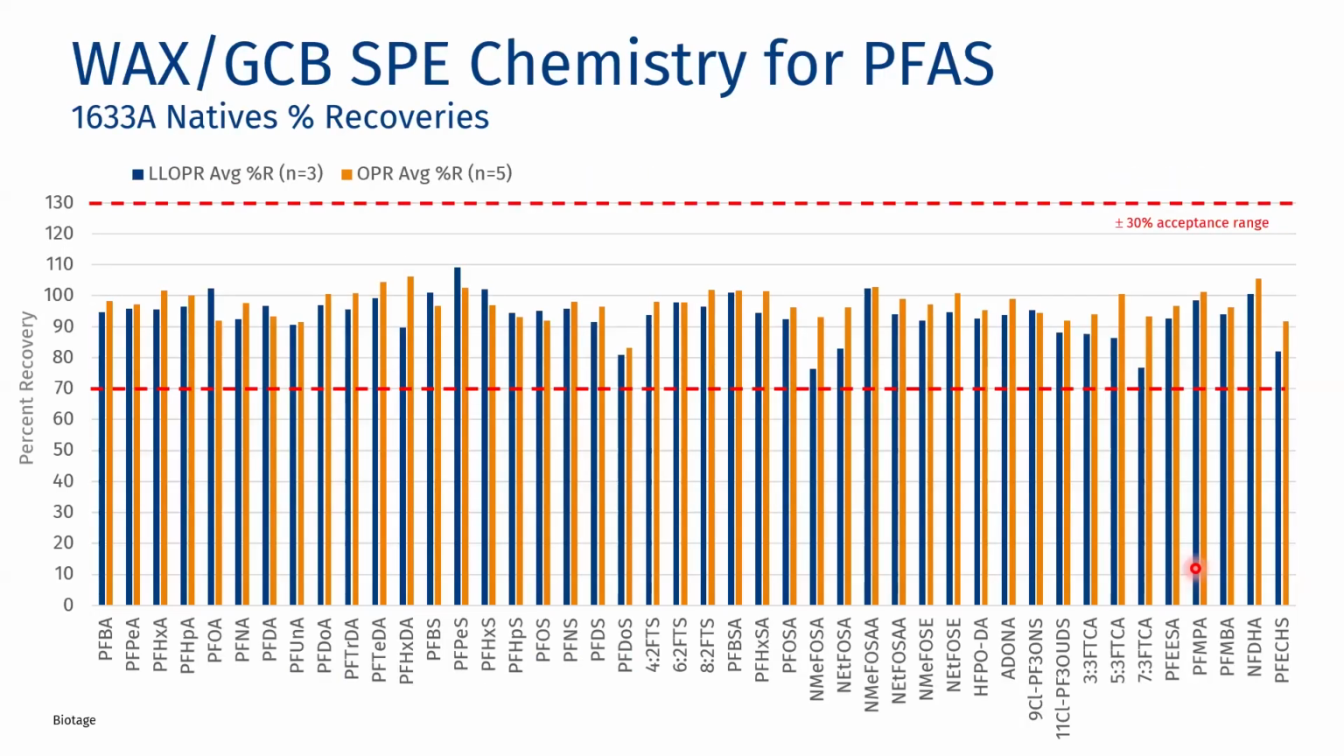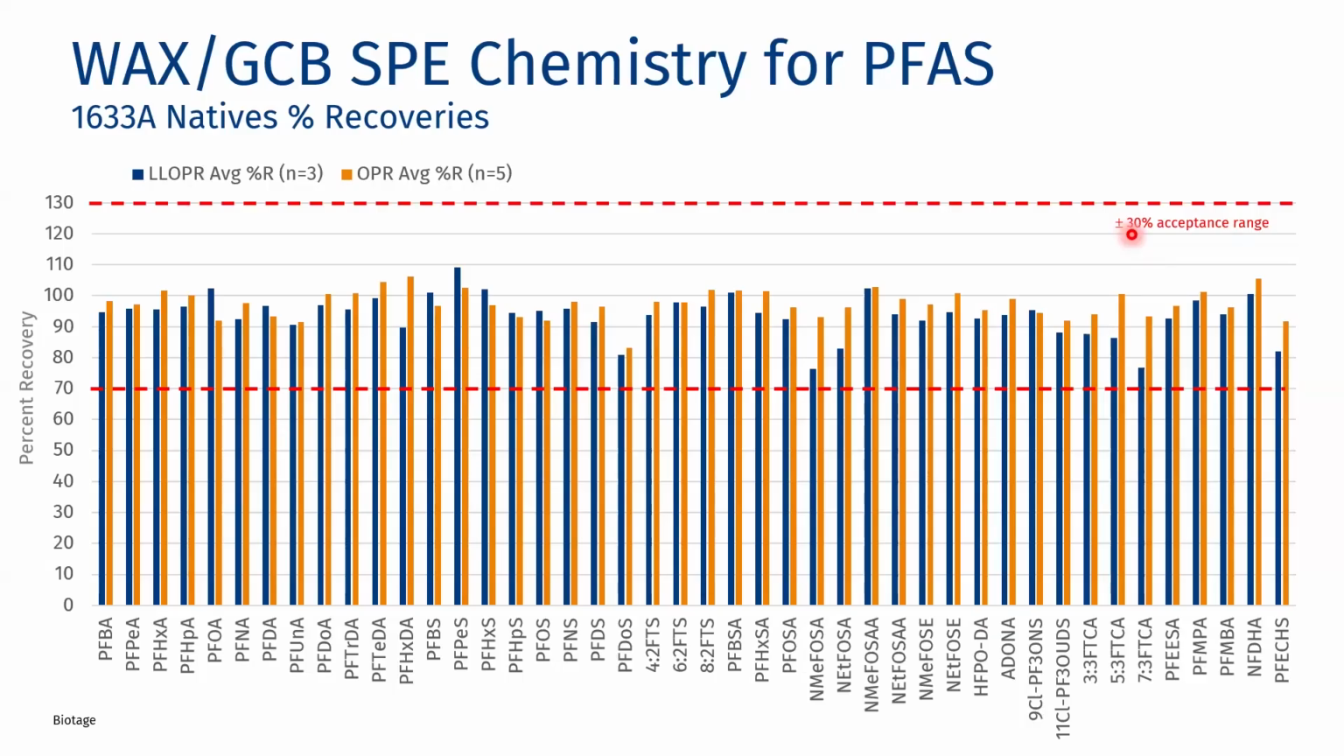So first things first, this is our Evolute Wax GCB blended cartridge, and it just shows you some recoveries for some of the 1633 natives. What we have here in the blue bar is the average recovery for a low level spike, so spiking at the lowest level, the MRL level, and then an OPR or a mid-level spike in the orange. And what you can see is, overall, and I just added the arbitrary plus or minus 30%.